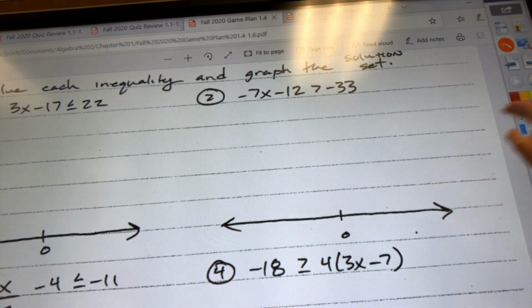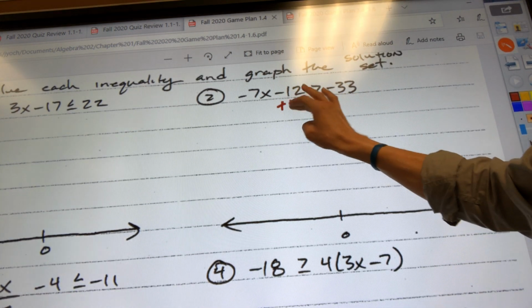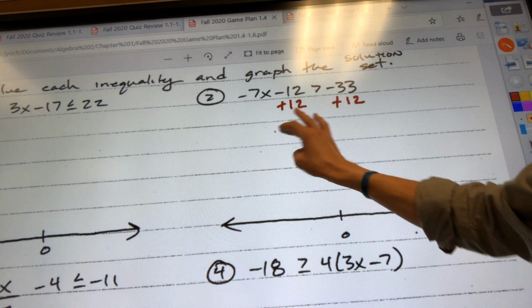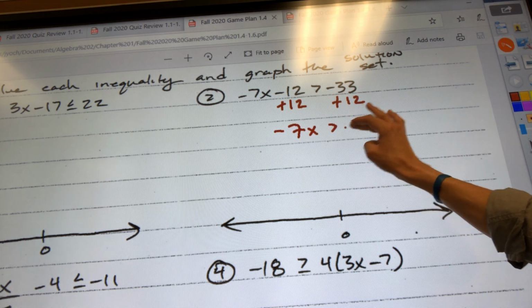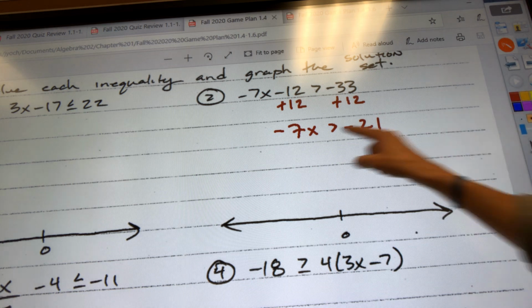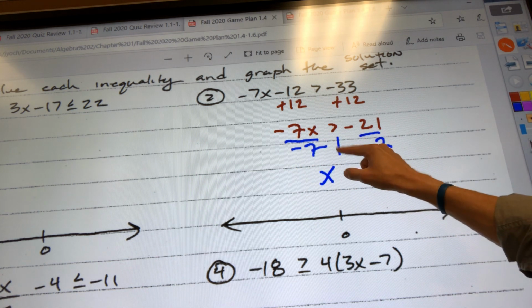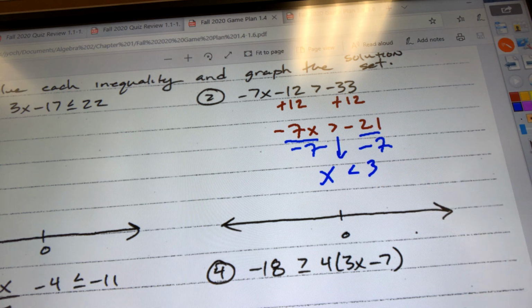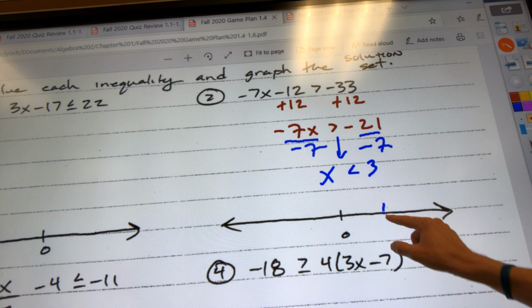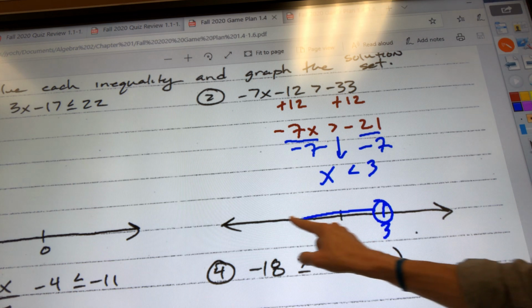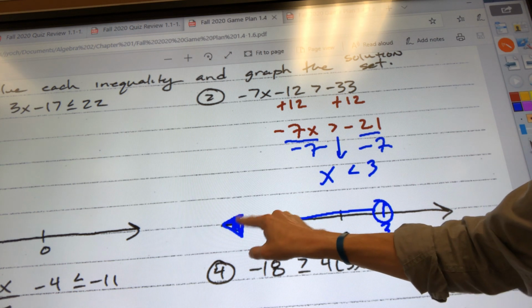All right, so I've got to solve and graph in the hashtag game time section. Add 12 to both sides. Negative 7x greater than negative 21. I'm going to divide both sides by, ding, ding, ding, a negative. So take that sign and flip it. Flip it good. x is less than 3. There is 3. Open circle, shade to the left.